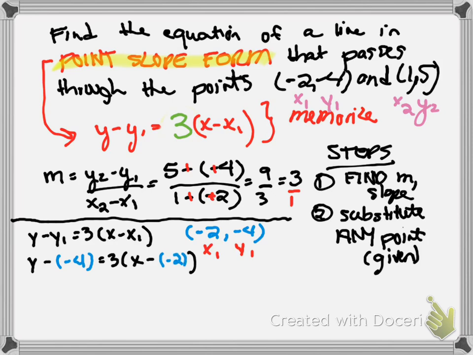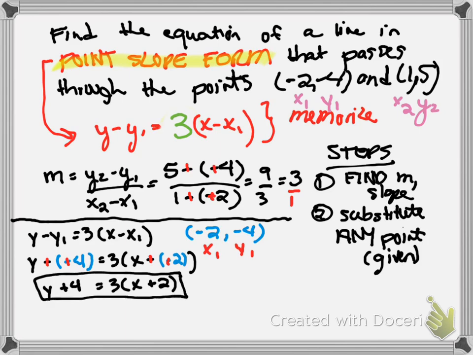The last step is what I refer to as the cleanup phase. Again, the minus and negative can become plus a positive. It's just more elegant and simplified if we rewrite this as y plus 4 is equal to 3 times the quantity x plus 2. Again, my last step is my cleanup phase where I just resolve any sign issues.